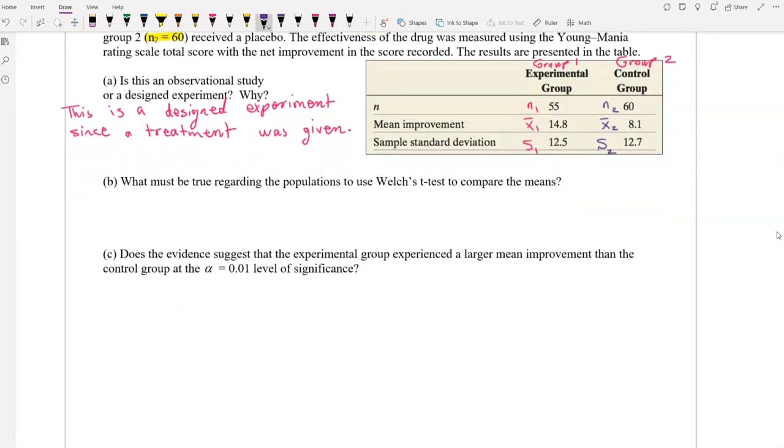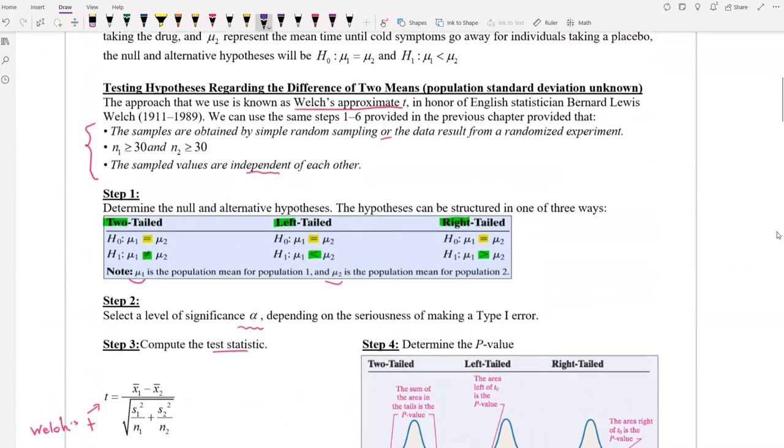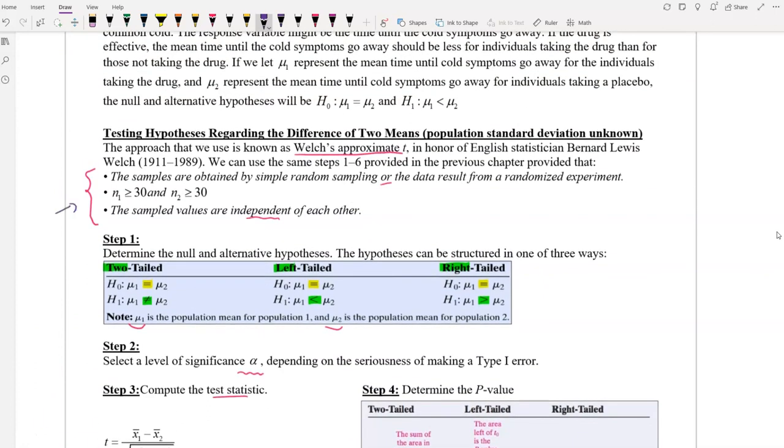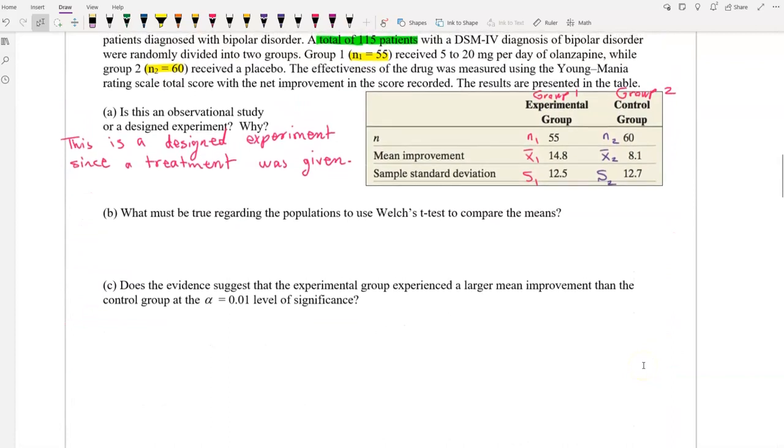Part B, what must be true regarding the populations to use Welch t-test to compare the means? So we have to write all these three requirements. So all those should be true. The first one, we should have simple random sampling. So the samples are obtained by simple random sampling.